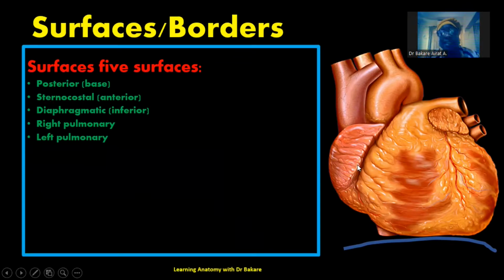Then we have the right and left pulmonary surfaces. The right and left pulmonary surfaces are the surfaces through which the heart is related to the lungs. Pulmo means lungs, because we know that the heart is located between the 2 lungs at the central part of the thoracic cavity. So the surfaces at this region and also at this region where they are related with the lungs is called the pulmonary surfaces. So those are the surfaces of the heart.